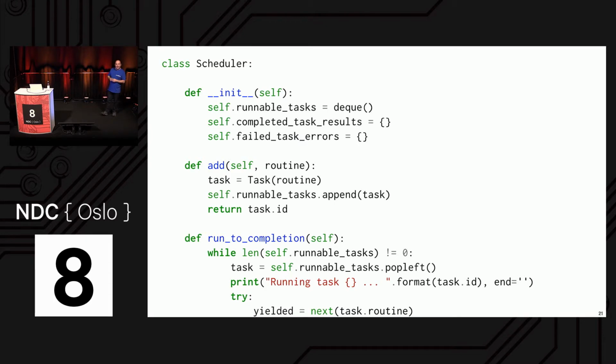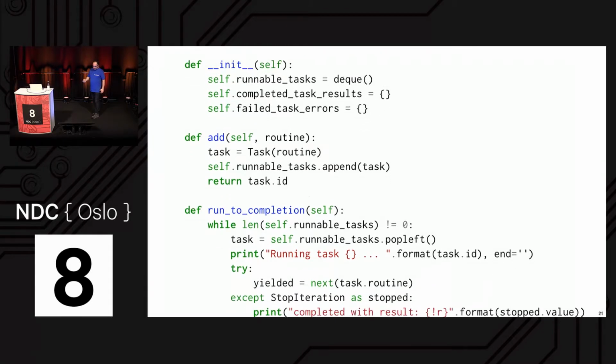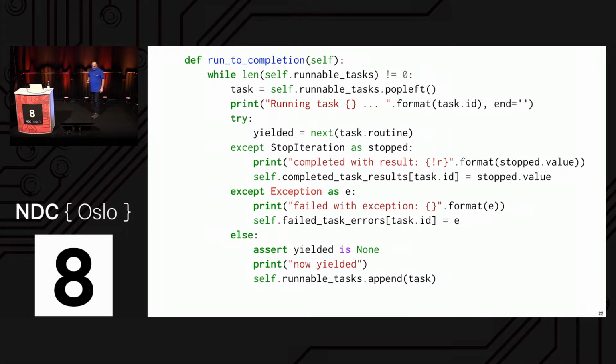The next method there, add, allows us to add or schedule a routine to be run by the scheduler. And you can see, we just give it a routine, it wraps it in a task, and it appends it to the queue. And then returns the task ID for the new task. So that's just going to return an integer. And then we have this run to completion, if I can get down to that. So this function is the entirety of the coroutine scheduling program.